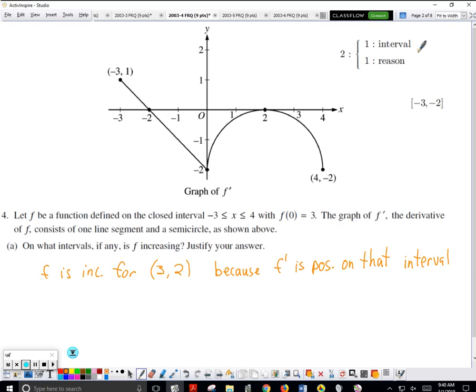Isn't it -3 to -2? How many saw the mistake? Show your hands. And that would have cost me a point. They won't be lenient on that.